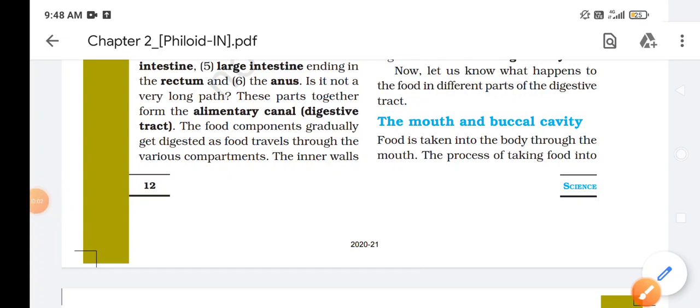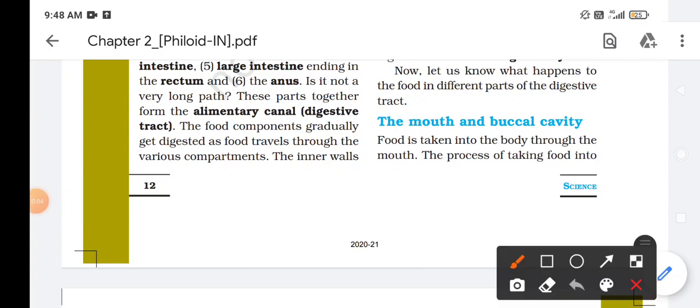Good morning class. In this video, we are going to cover the topic the mouth and the buccal cavity. We are going to learn about the process of ingestion, the types of teeth that are present in our mouth, and the functions of different types of teeth that are present in our mouth.